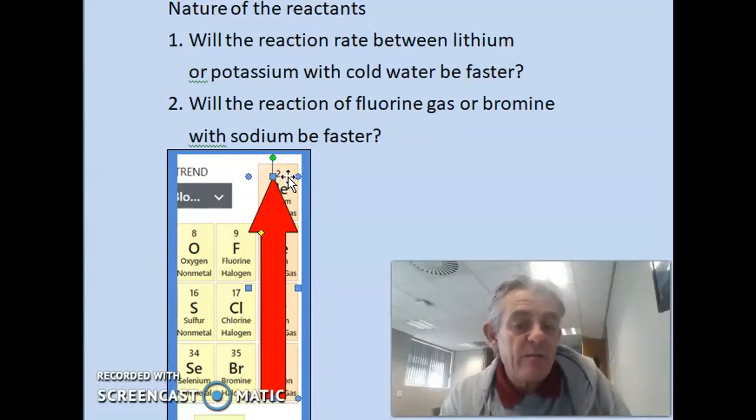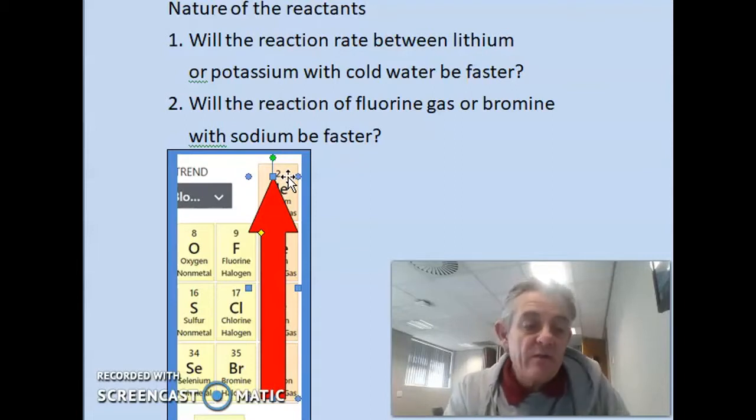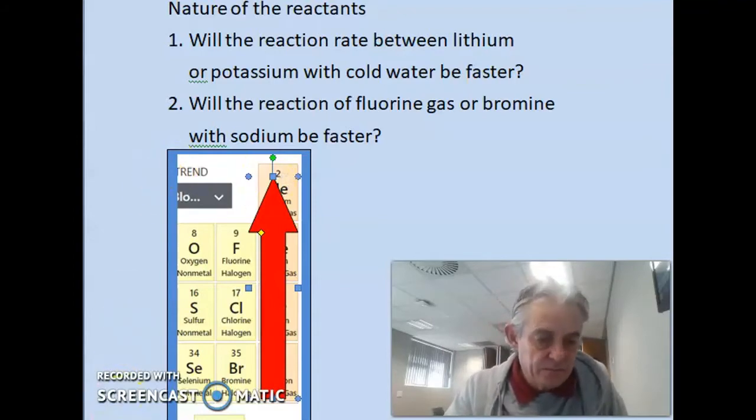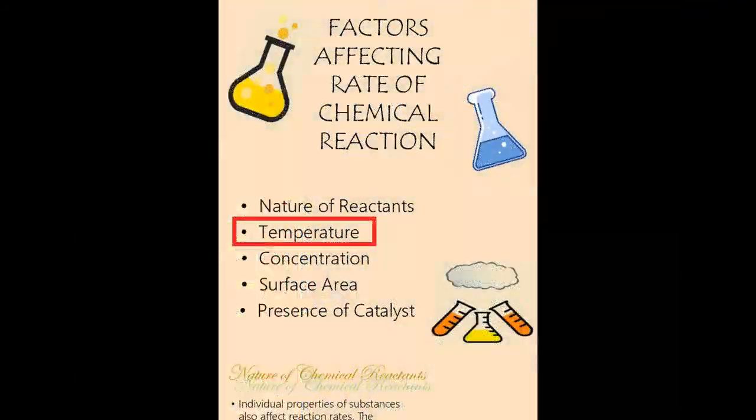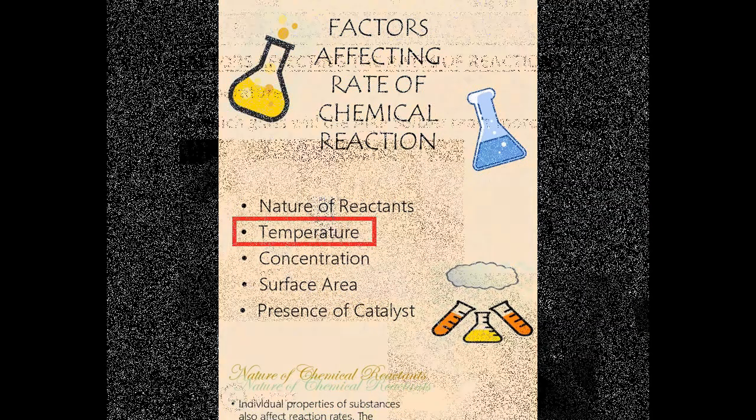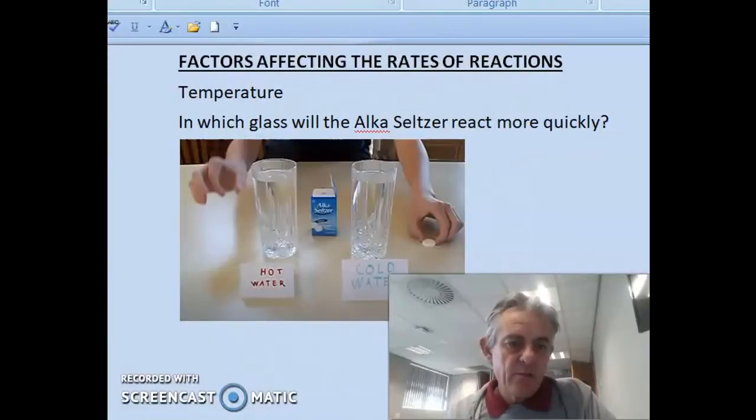The type of chemicals involved in the reactions, depending on their reactivity and so on, will have an influence on how fast or how slowly the reaction proceeds, because of the nature of the substances involved. Okay, now let's look at temperature. If you have Alka-Seltzer in hot water or cold water, in which one will it react more quickly? Well, let's actually have a look.